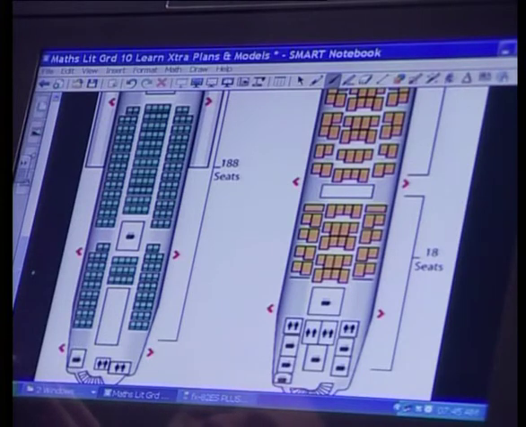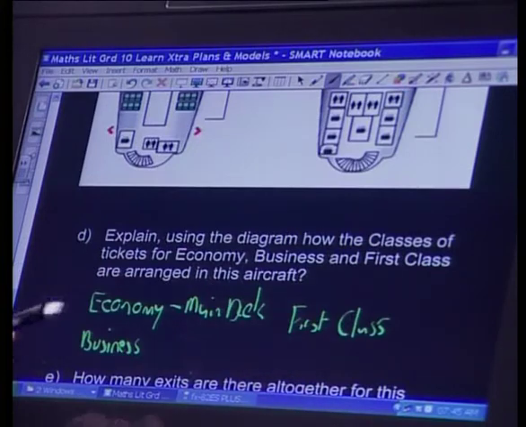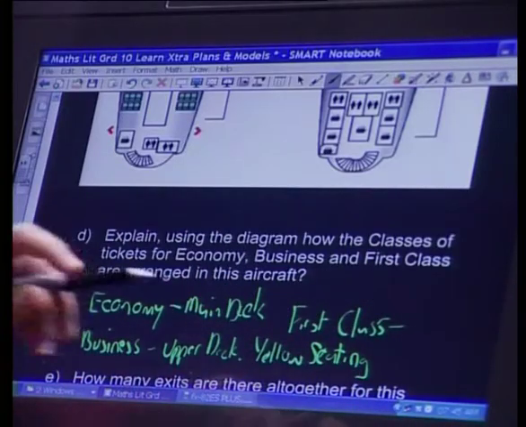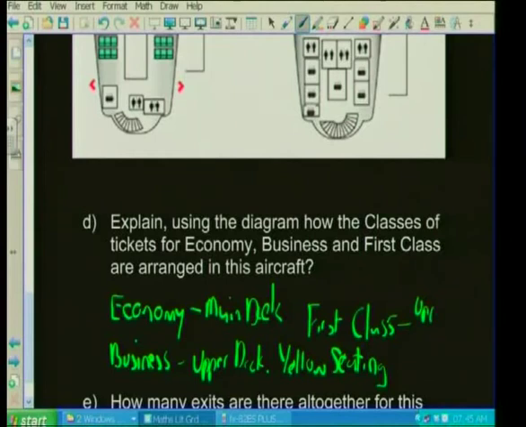So let's make a note of those on our answer. We'd say here business class, upper deck, and also make a note that it is the yellow seating, because we have two different types of seating on the upper deck, and we need to distinguish between the two. That leaves us lastly with first class, which belongs also to the upper deck and blue or turquoise seating.